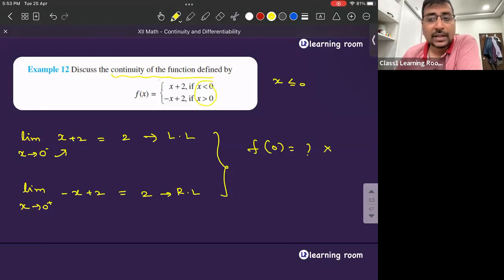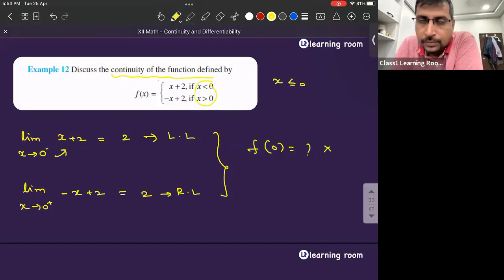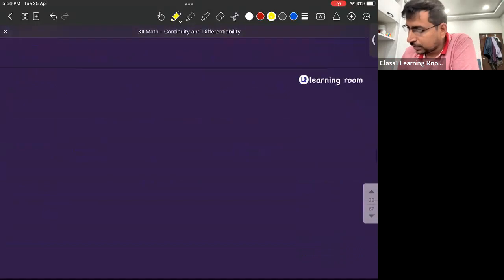Here, what is happening? Left limit is equal to the right limit, but the function value is not known to us. Hence, what is the conclusion? It is discontinuous. Perfect. It is not a continuous function. It's a discontinuous function.